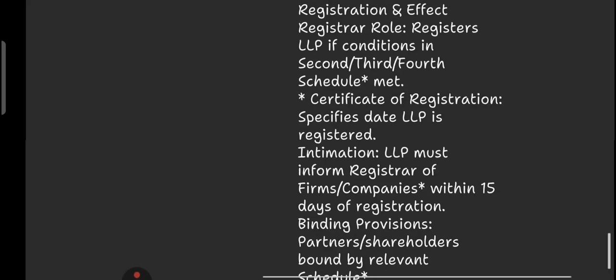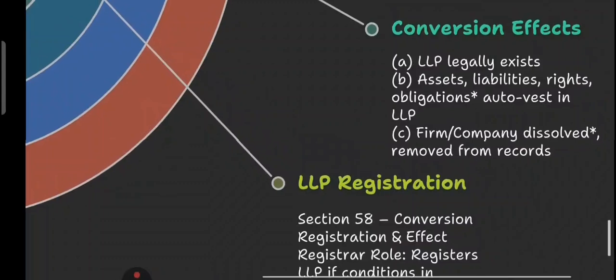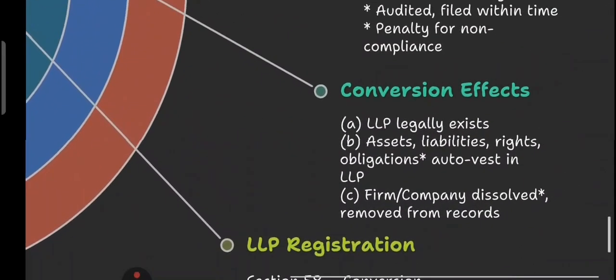Partner, shareholder bound by the relevant schedule. So this is about LLP registration. Then we have conversion effect. After conversion, the LLP legally replaces the old entity. So the LLP legally exists, right? All assets, all liabilities, all rights, all obligations move to the LLP, and the old company or old firm is removed from the record. So this is called conversion effect.